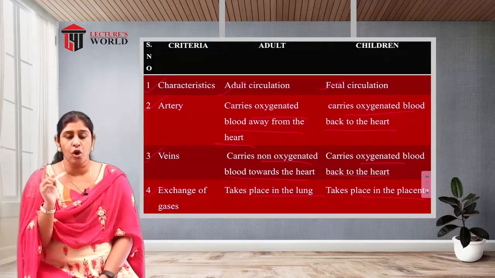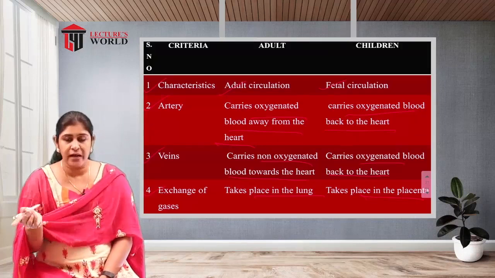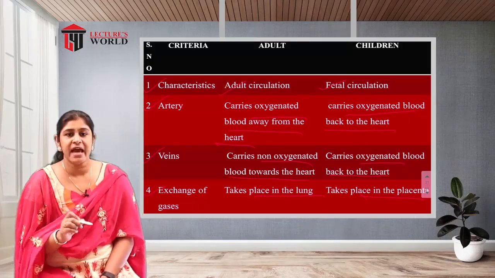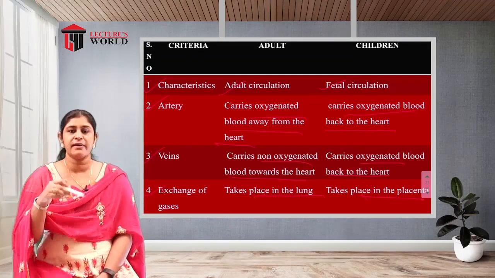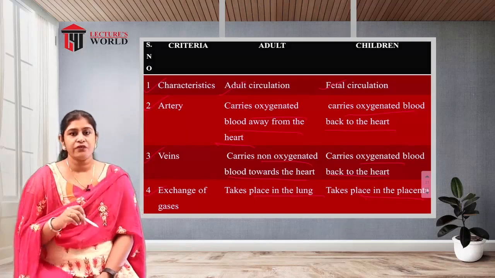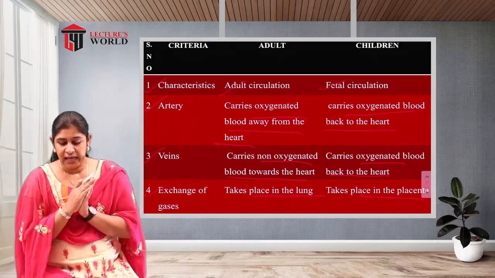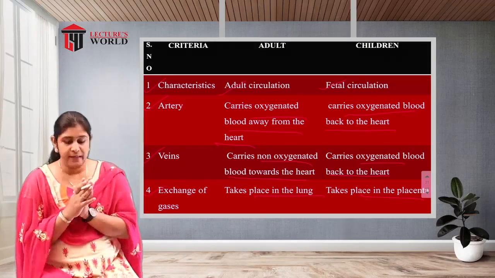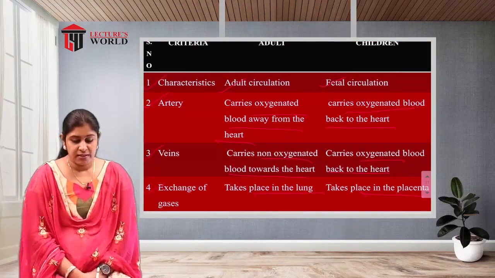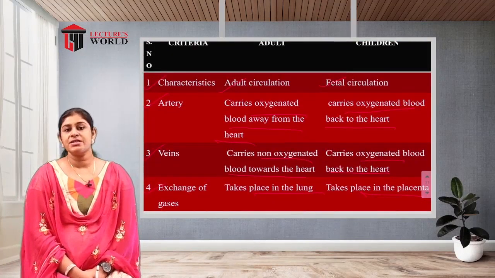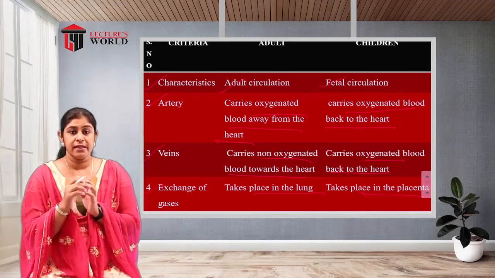To recap: arteries carry oxygenated blood away from the heart in adults, and in children they carry oxygenated blood back to the heart. Veins carry non-oxygenated blood towards the heart in adults, whereas in children they carry oxygenated blood back to the heart. Fourth, exchange of gases takes place in the lungs in adults, and in the placenta in children.